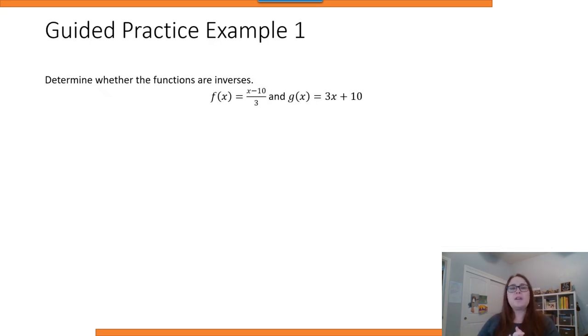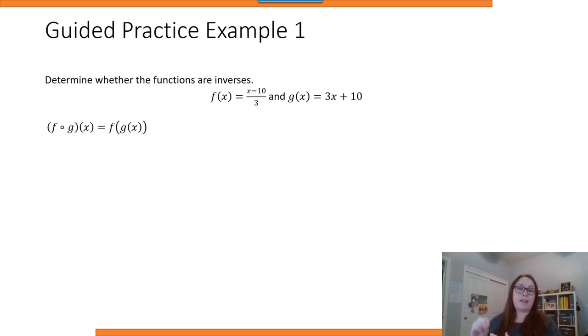Okay, so let's first see if we can verify that two functions are in fact inverses of each other. So here I have f of x equals (x minus 10) over 3, and g of x equals 3x plus 10. And we want to figure out if these are inverse functions or not. Now, both of these are lines. They are linear functions, so they do pass the horizontal line test. So I know that they do have inverses. Now we just have to see if they're actually inverses of each other. So I'll start with a composition. So I'll do f composed with g.